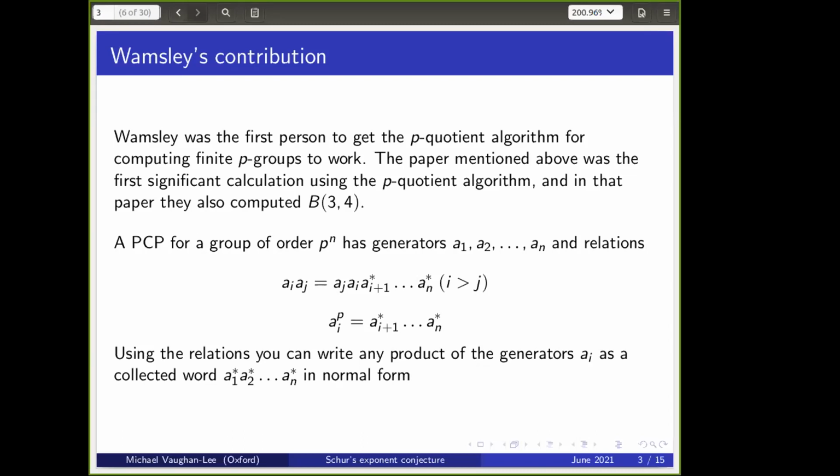So for every I bigger than j, you can rewrite it with the i and j in the right order. And then you also get relations ai to the p equals ai+1 to the something, dot dot dot, up to an to the something. And this gives what is called a rewriting system. Using the relations, you can rewrite any product of the generators ai as a collected word in normal form, a1 to the something, a2 to the something, up to an to the something, and all the asterisks are exponents in the range 0 up to p minus 1. So you get p to the n normal forms, and that's how you describe the elements of the group.